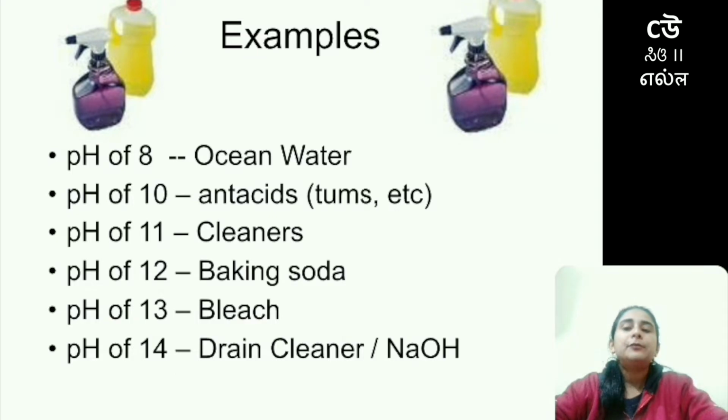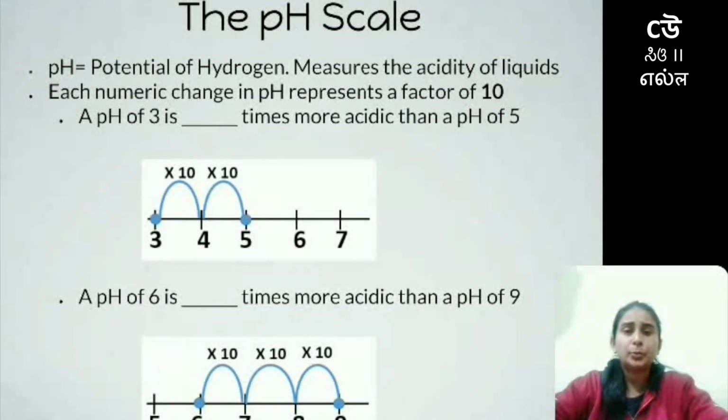Moving on, we have the last base, which is drain cleaner or sodium hydroxide, and they have a pH value of 14. So with this, we have covered different substances. All of them were bases and they have different values of pH.